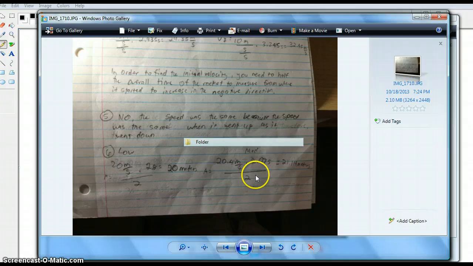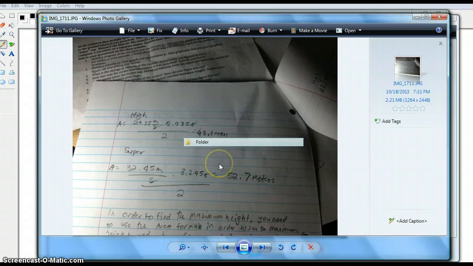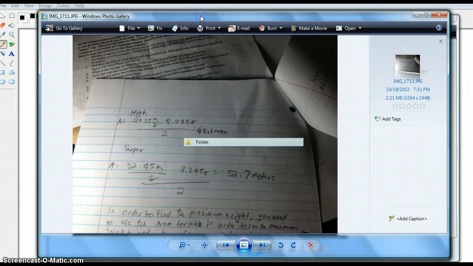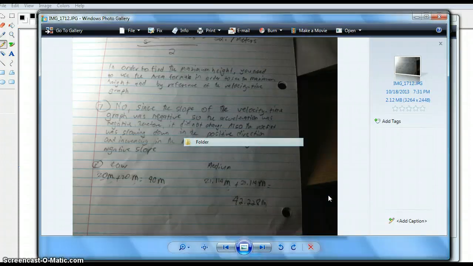For medium, it is 21.114. This is 1711. The high rocket is 43.1 meters, and the super is 52.7 meters. It says right here also. Did I write it down? Did I take a picture of it? Yes, and I also answered this. In order to find the maximum height, you need to use the area formula by reference to the velocity time graph.